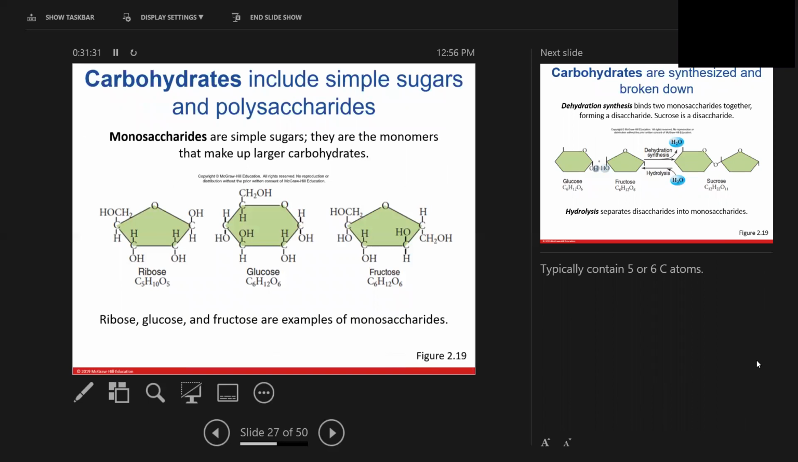So we'll jump into these different categories just to make things a little bit easier. The first thing we're going to start with is carbohydrates. Carbohydrates are your simple sugars, or monosaccharides, and your polysaccharides, or more complex sugars. Your monosaccharides, say one sugar, are simple sugars. They're monomers, and that's what's going to build up these carbohydrates into their polymer form. Things like ribose, which is the cornerstone of your DNA backbone, glucose, and fructose are the most common examples of these monosaccharides.